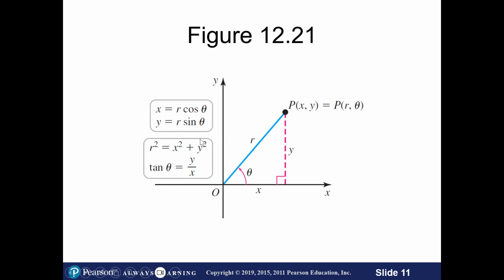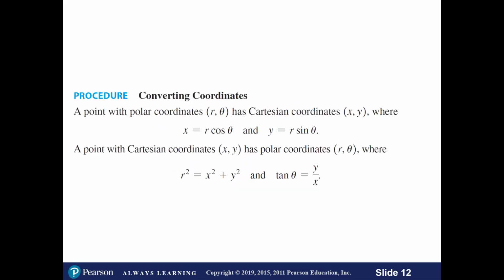The cosine of the angle theta would be the adjacent over the hypotenuse, that would be x over r, which means that if I solve for x, x = r cosine theta. The sine of theta would be the opposite over the hypotenuse, that would be y over r. Solving for y, we get y = r sine theta. And those are the formulas that you use for converting from polar to Cartesian coordinates and back.